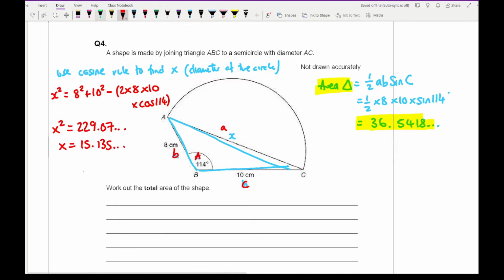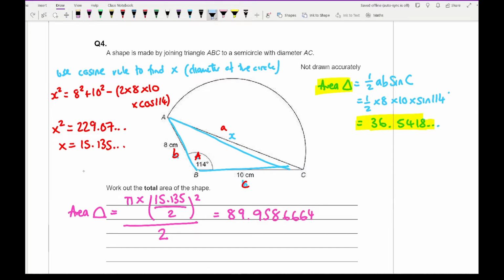Therefore, to work out the area of the semicircle, the area is pi times the radius squared, which is 15.135 divided by 2, squared. That's the area of the full circle, and then I need to divide all of that by 2. If I type that into my calculator, I get an answer of 89.9586664. And that is the area of the semicircle.